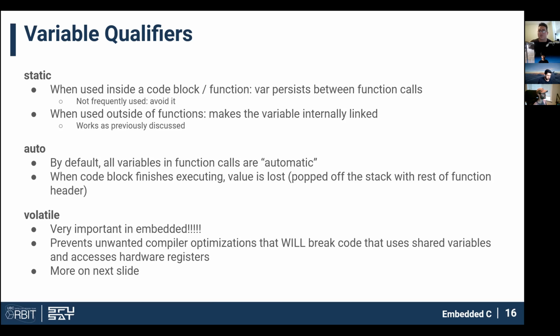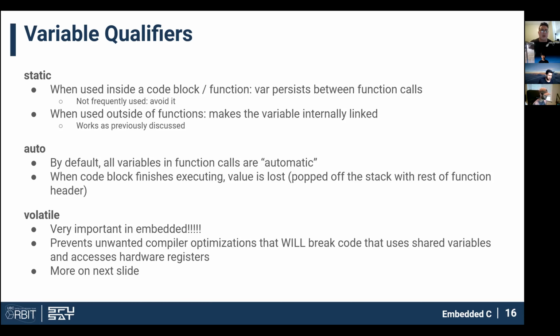This can result in unexpected behavior if you don't know exactly what you're doing. As a general rule of thumb, avoid using static variables inside of code blocks or functions. Now, when you use it outside of functions, it means something completely different. It means that the variable is internally linked, so it's a private variable. No other files, or the technical term is translation units, can change or read this variable.